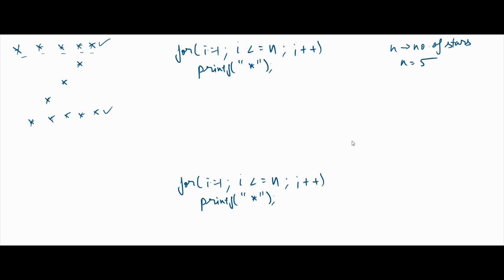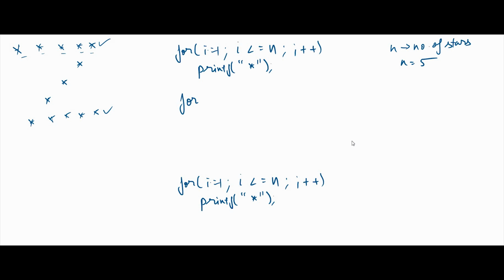First things first, we can print these two lines using a simple loop. If I start a for loop from i till n, where n is the number of stars, and i plus plus, and I print a star, then if n is 5, it will print 5 stars. And if I repeat this twice, it will print two lines of stars. So whatever complication we have is in the middle, this part. Now let's see how we'll approach this.